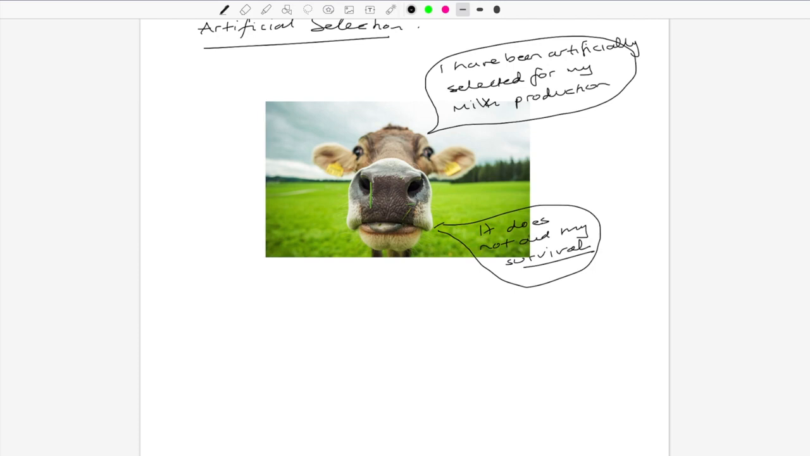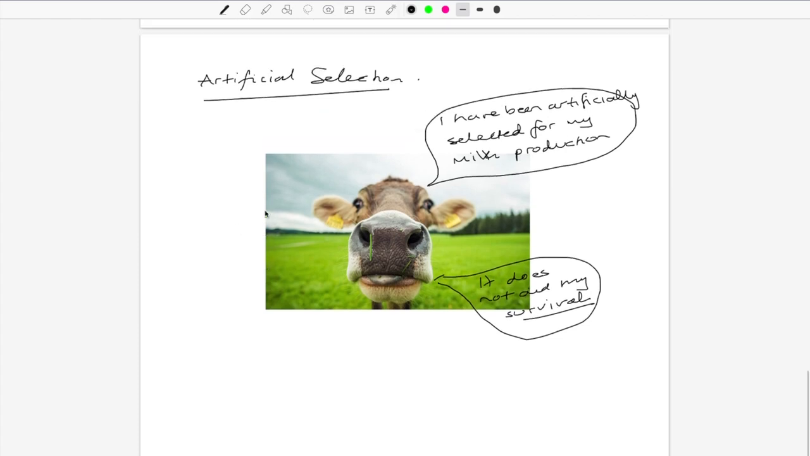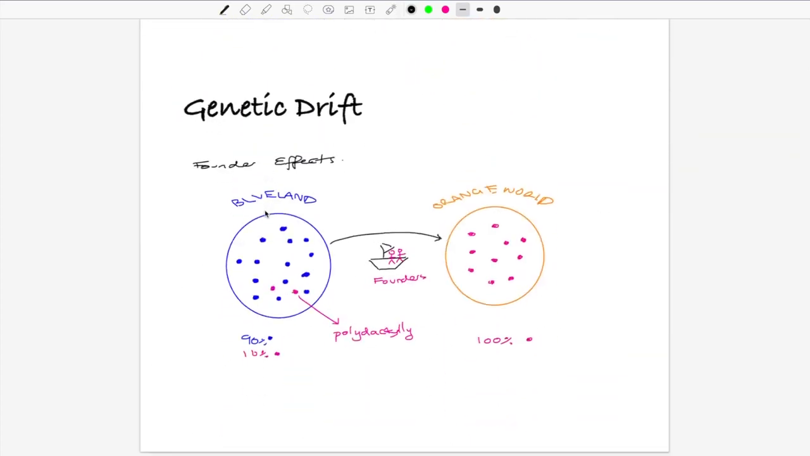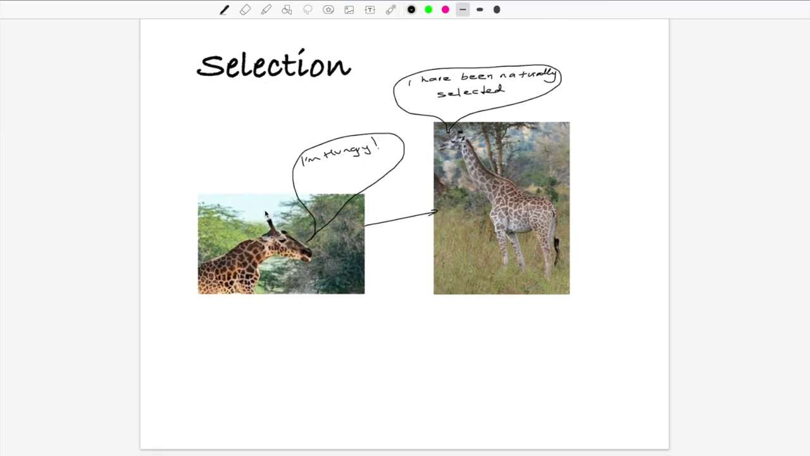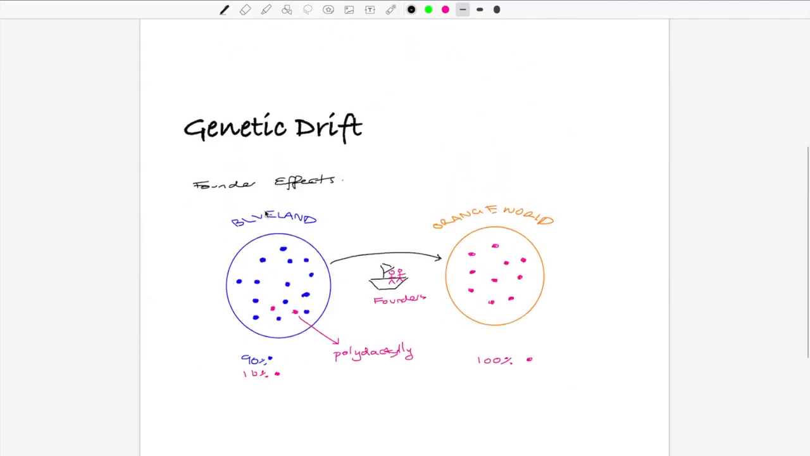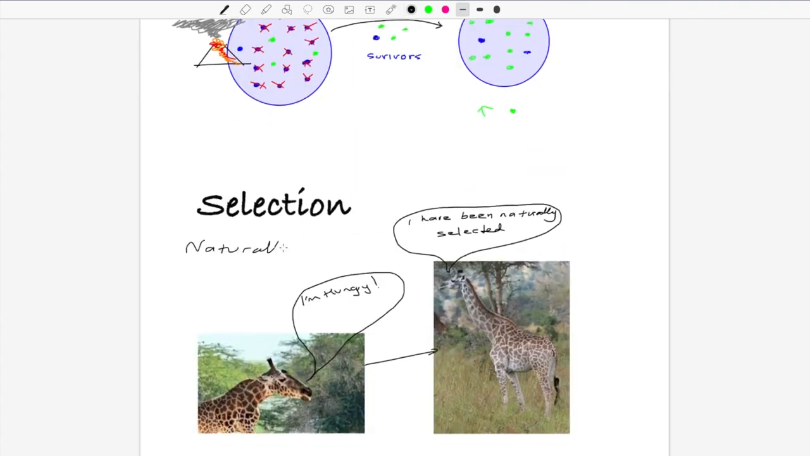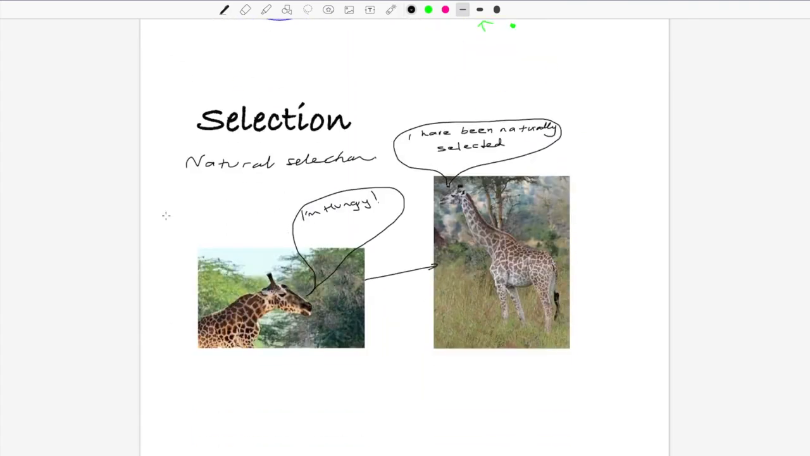So these are the three forces of evolution that will determine how allele frequencies will change over time, and they can explain why evolution occurs. So the first is gene flow, migration. The second is genetic drift, the change in allele frequencies generation to generation due to either founder effects or bottleneck events. And the third is selection, whether that is naturally occurring or if it's artificially being selected by humans.